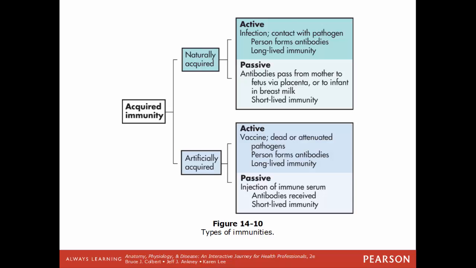So for naturally acquired active, normal exposure to a disease. Naturally acquired passive, a newborn is receiving already made antibodies from its mother in breast milk. Artificially acquired active, you're being injected with a vaccine. That's why it's artificial. But your body is developing its own antibodies. That's why it's an active form. The artificially acquired passive, you're being injected with antibodies. So that's why it's artificial, because you're getting an injection. And it's passive because you're getting pre-made antibodies.